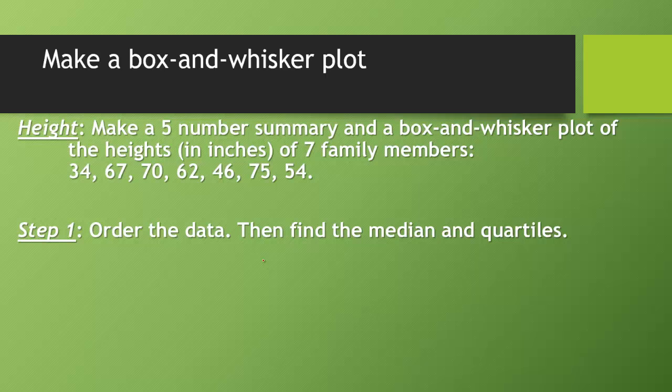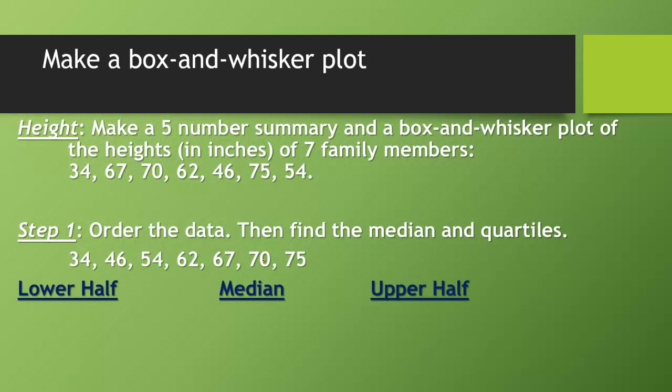Then you're going to find the median and the quartiles. So pay attention here, because you might have done some of this before, but I can pretty much guarantee that this part you haven't, or you might not remember. So this is the data in order from lowest to highest: 34, 46, 54, 62, 67, 70, and 75. Here's how you divide it. You're going to have a lower half, a median, and an upper half. This is an odd number of terms. We have 7 terms here.